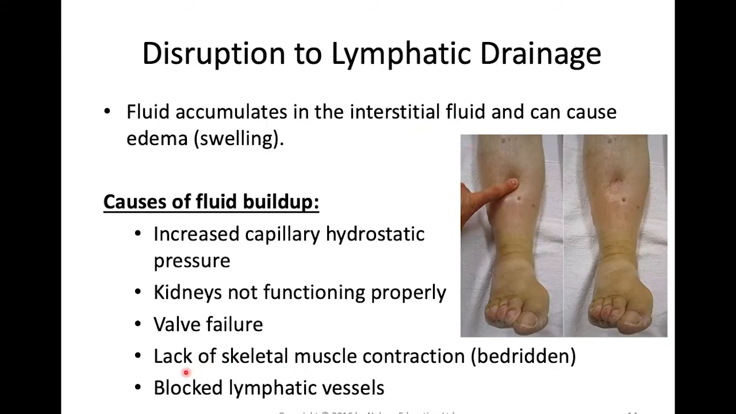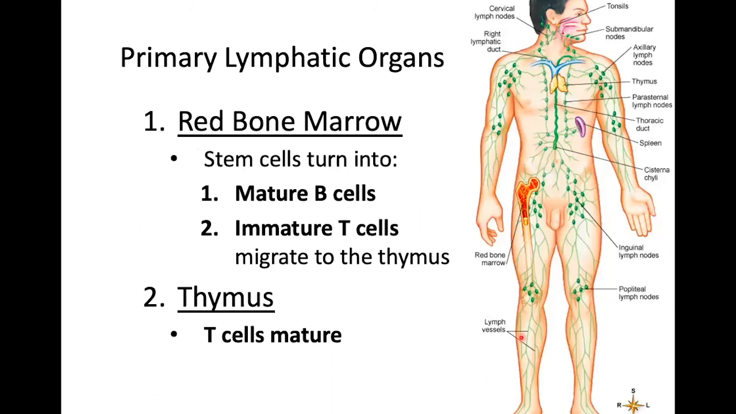Also, a lack of skeletal muscle contractions is going to limit how much lymph is capable of being circulated back into your cardiovascular system as well, which is going to limit how much interstitial fluid can move into your lymphatic capillaries. And then lastly, for a number of reasons, you can have blocked lymphatic vessels, whether it be due to inflammation, an infection; bacterial as well as parasitic infections can all cause severe lymphedema.